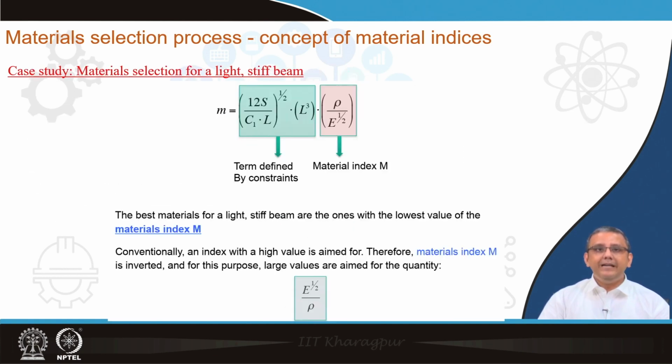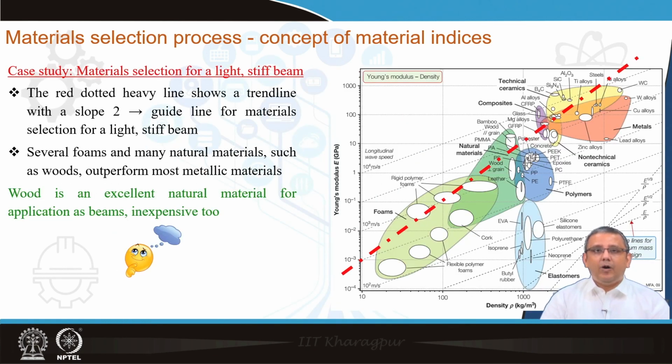This is simply obtained by making a plot of Young's modulus over density, again a double log plot, and because the parameter is now E to the power half over rho, one has to draw a line of slope 2 in this particular curve. There are several lines of slope 2 drawn in this plot, and I have marked one line with the red dashed line, which is also a line of slope 2. And what do you see from here?